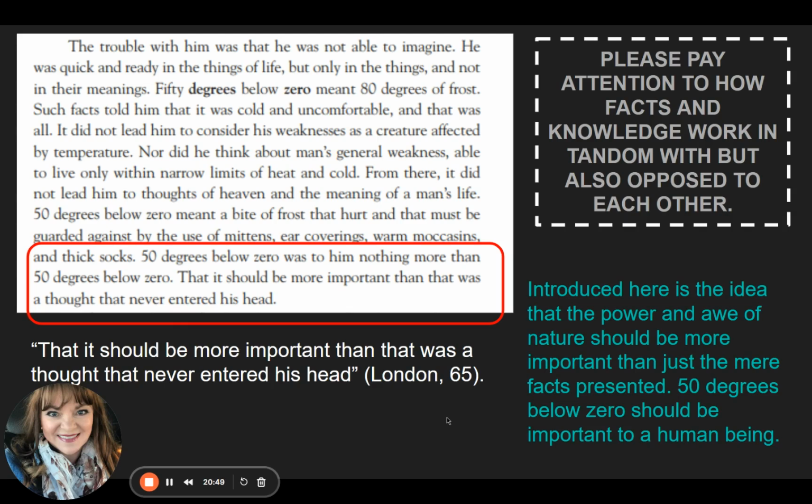He is underestimating Mother Nature. 50 degrees below zero should be important to him. And he should be thinking about it in more than just facts. He should be thinking about what that means, and especially in terms of our shortcomings as human beings, if you want to call it a shortcoming. Scientifically, we can only deal with so much heat and so much cold. And I don't know if this guy is humble enough to understand that.